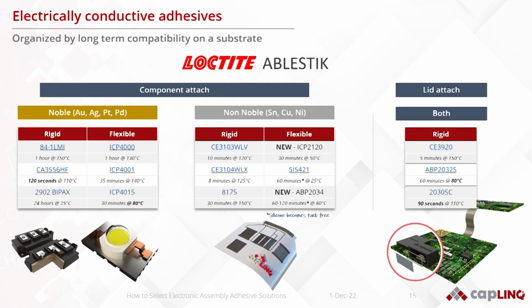If we dive a bit deeper into the product specifically, we can differentiate the electrically conductive adhesives into multiple categories. So we first divide them into either component attach or inlet attach. And if we divide the component attach even further, we can divide them into noble and non-noble, and then even further into rigid and flexible.